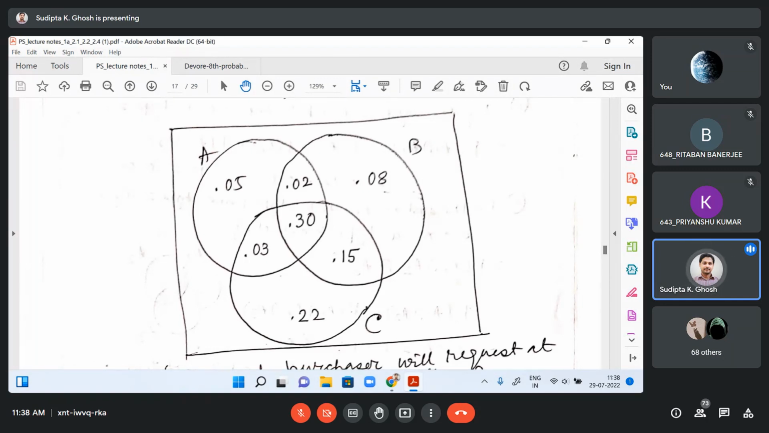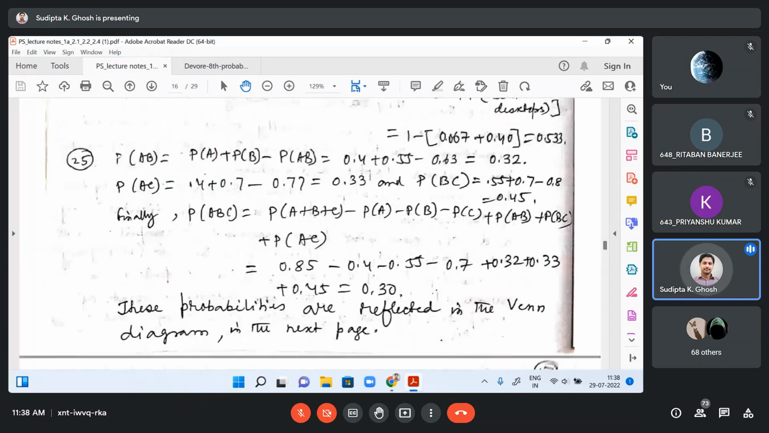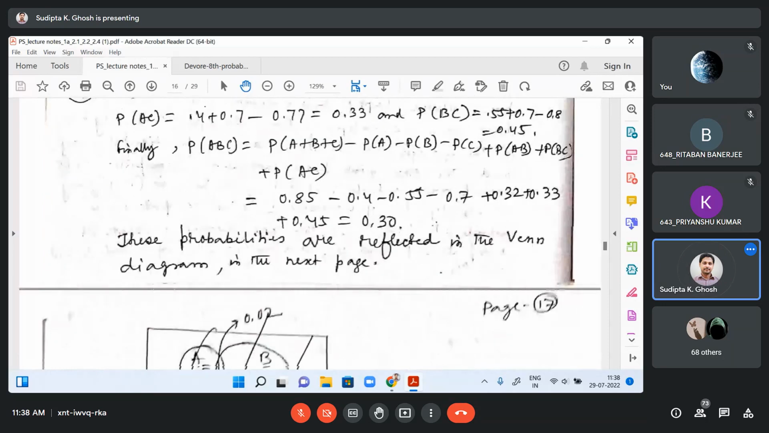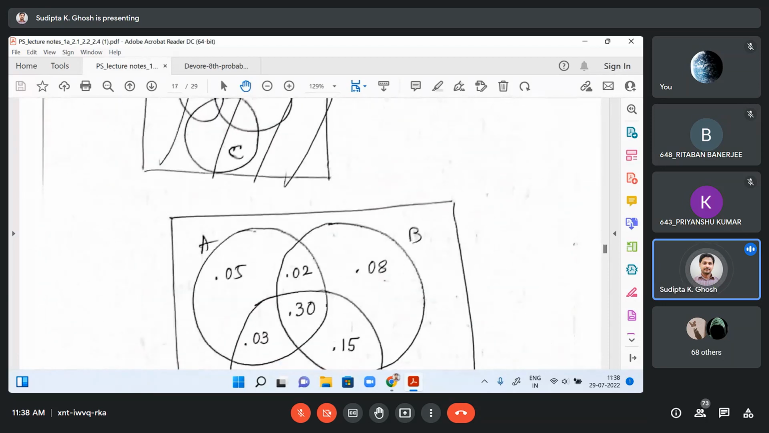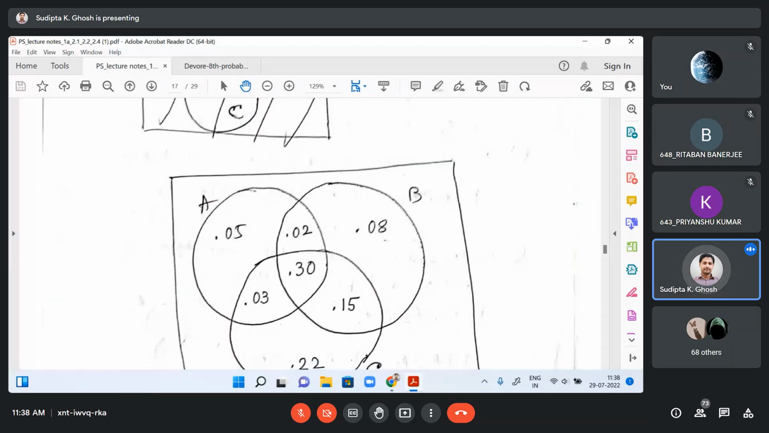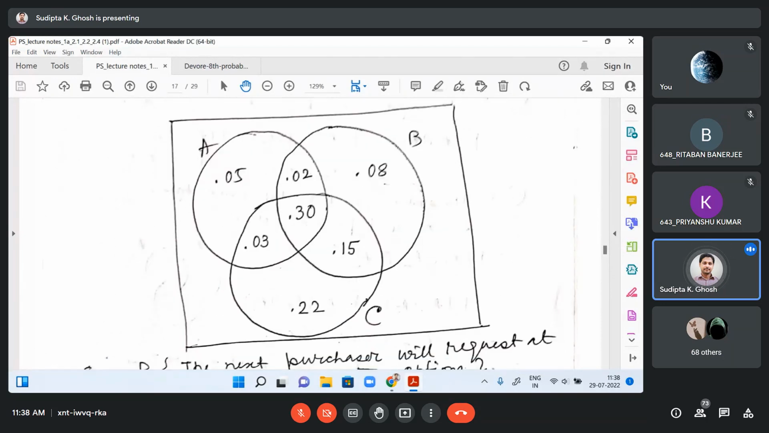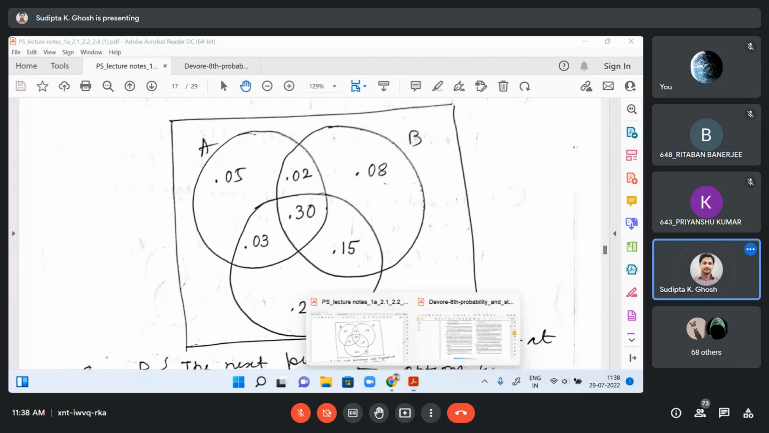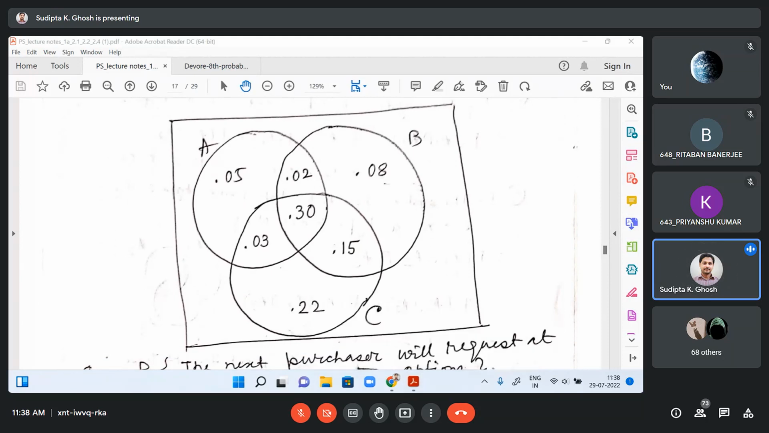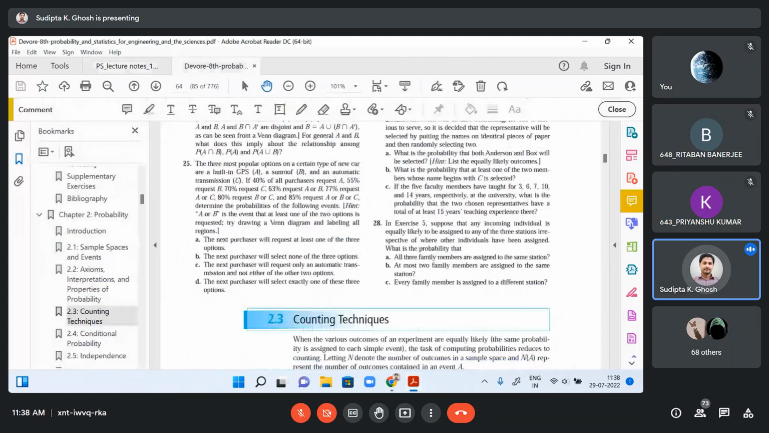All the data I have written here in this nice Venn diagram. You just check it, like 0.05. How is it coming? 0.05 means it is given in the data set. From this set, the total thing is this. I have calculated the data set, and you can easily get it from the Venn diagram I have drawn here. Now, the first question they have asked, you can observe, is to try drawing a Venn diagram and labeling all the regions.